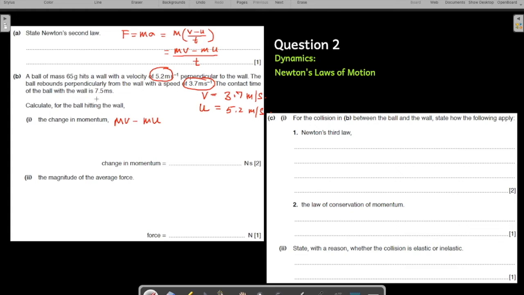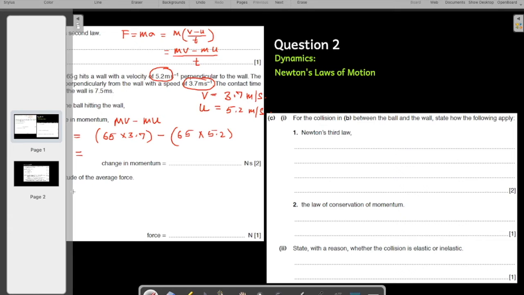So what is the mass? Mass is also given to you. So 65 times 3.7 minus 65 times 5.2. That's your change in the momentum. Work it out on your calculators and let's see the mark scheme.